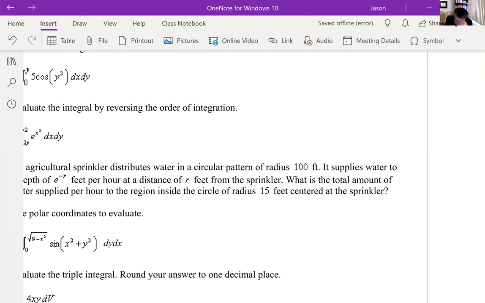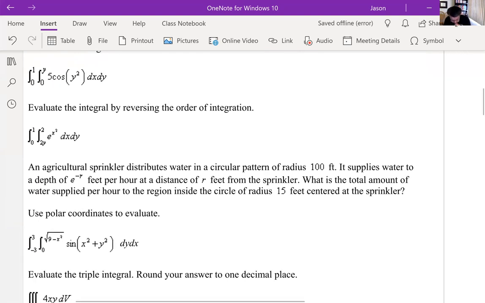What is the total amount of water supplied per hour to the region inside the circle of radius 15 centered at the sprinkler? Let's see what we get here. It's going in a circle, so I'm going to assume I'm going to use some form of polar coordinates, since we're dealing with circles.